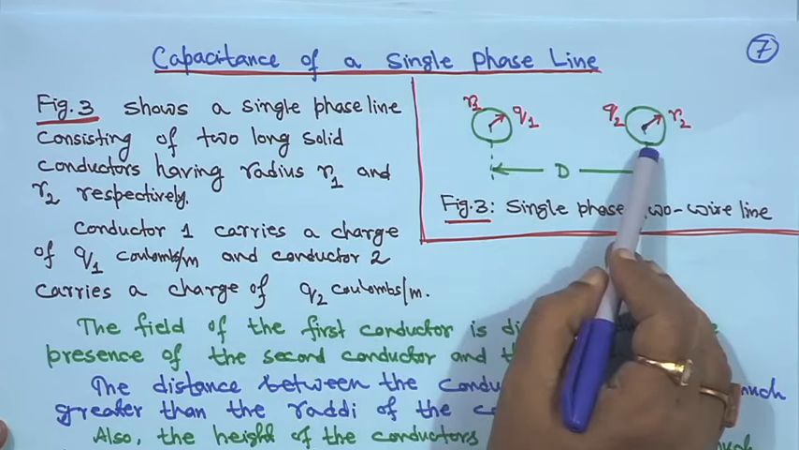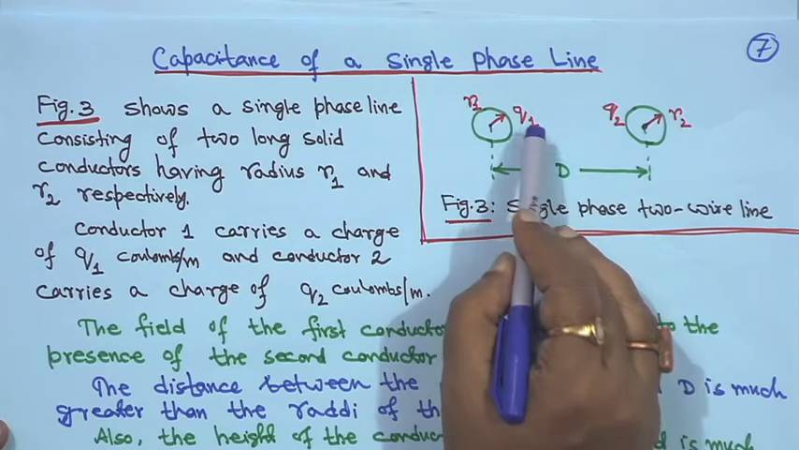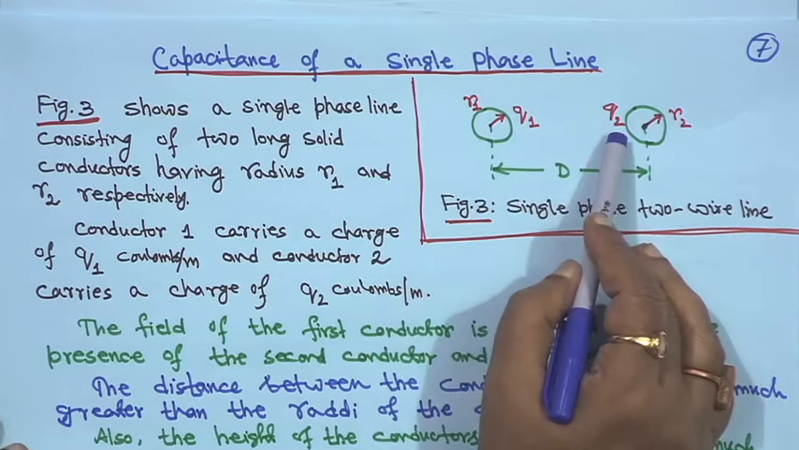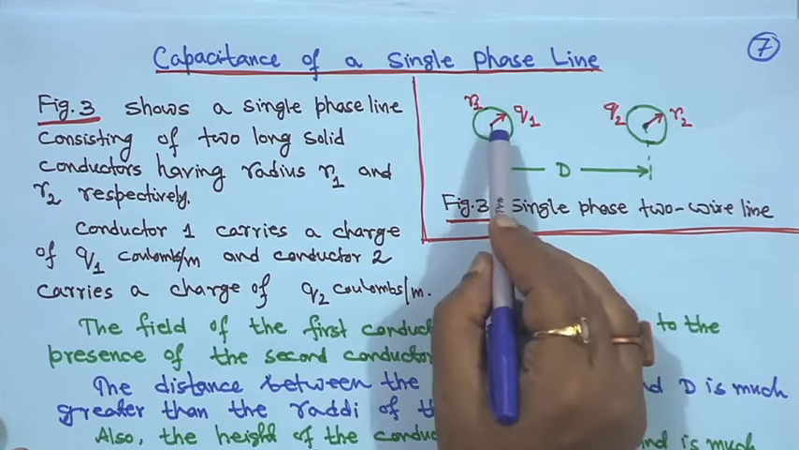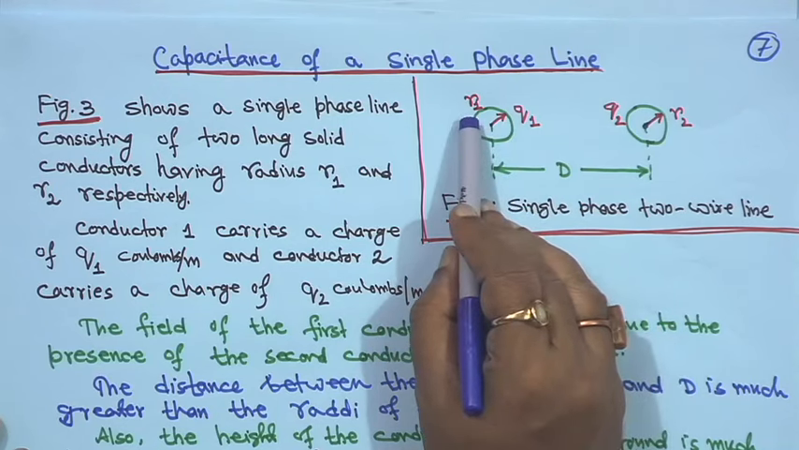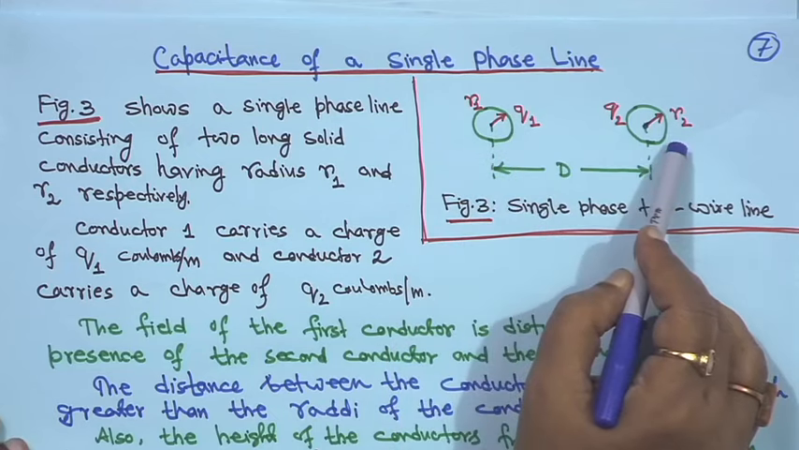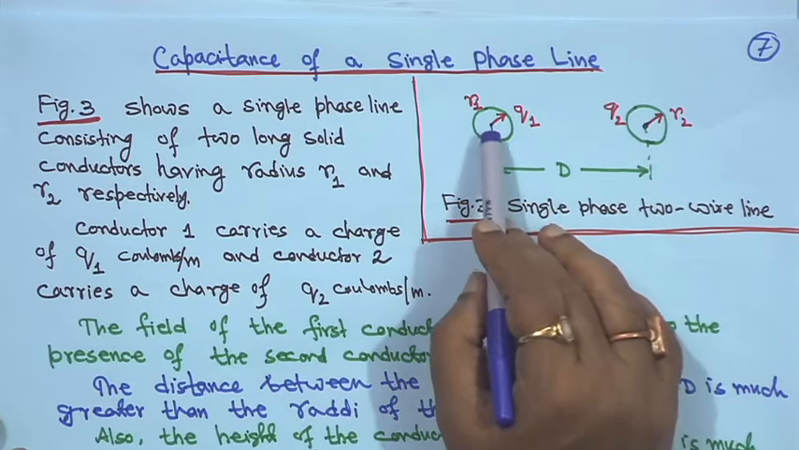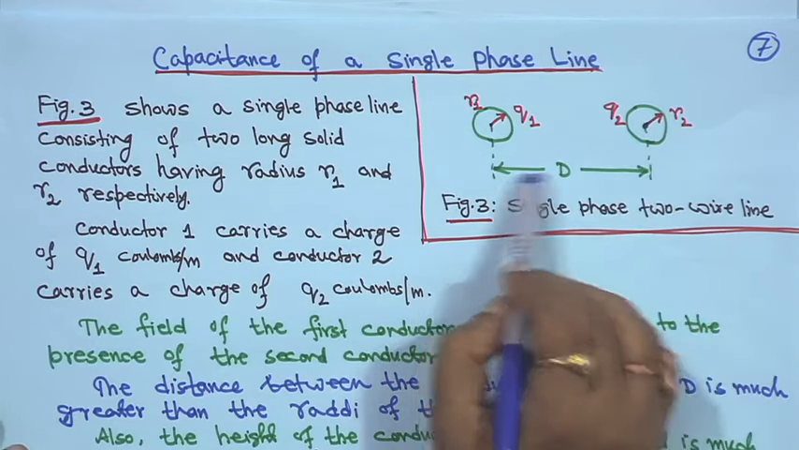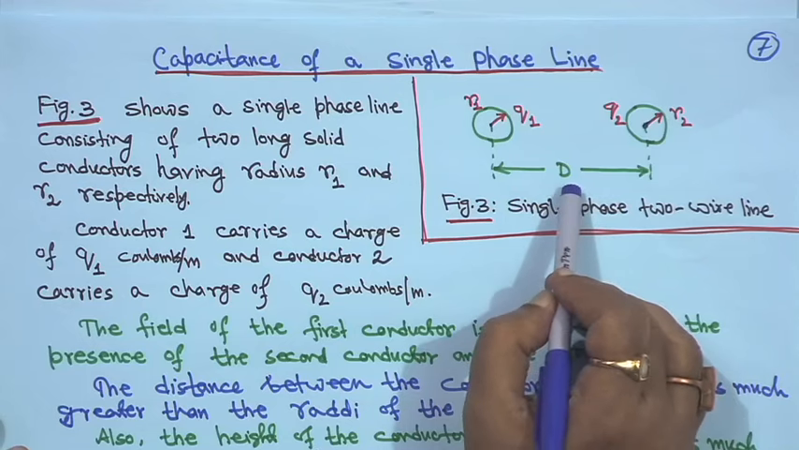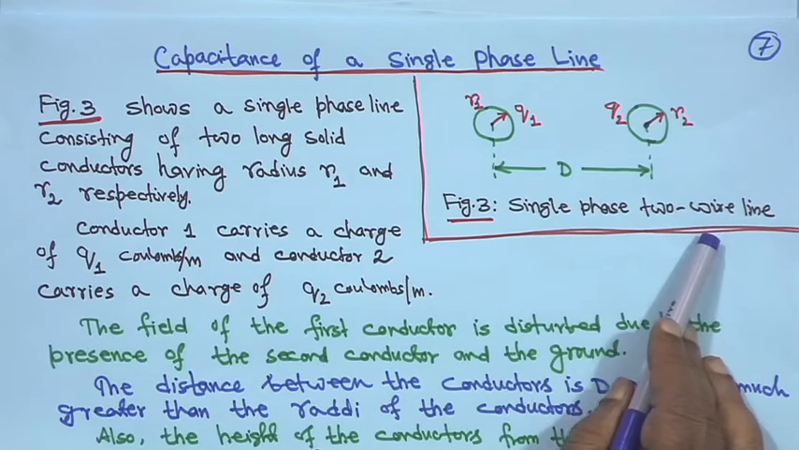There are two conductors, with charges Q1 and Q2. If Q1 is equal to Q, a positive charge, then Q2 will be minus Q. Later we will see. The radius of this conductor is R1, and the radius of the other conductor is R2. Initially we have taken the radii of the two conductors to be different, and the center to center distance is d, where d is much larger than R1 and R2. So, this is a single phase 2 wire line.